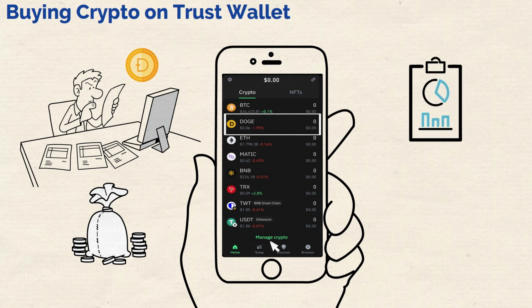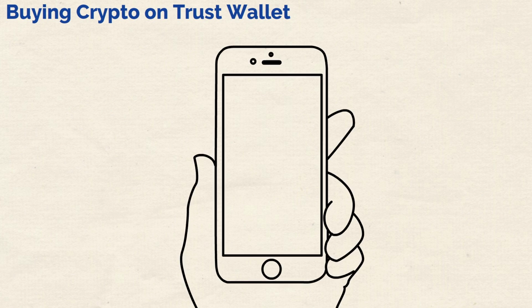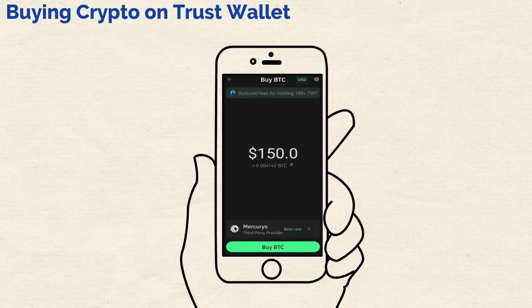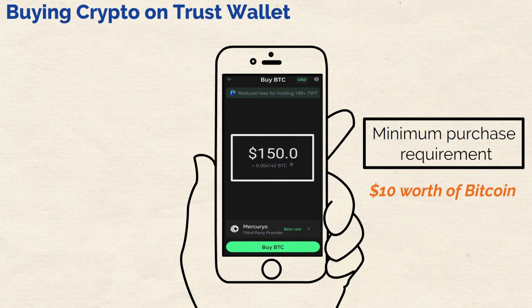Now let's take a closer look at actually making a purchase. Most well-known cryptocurrencies, including Bitcoin, are available to you through Trust Wallet. Once you have selected which coin you want to buy, you can specify the amount of money you want to spend. There is a minimum purchase requirement. For example, you cannot buy less than $10 worth of Bitcoin. In my example, I'll be buying $150 worth of Bitcoin.